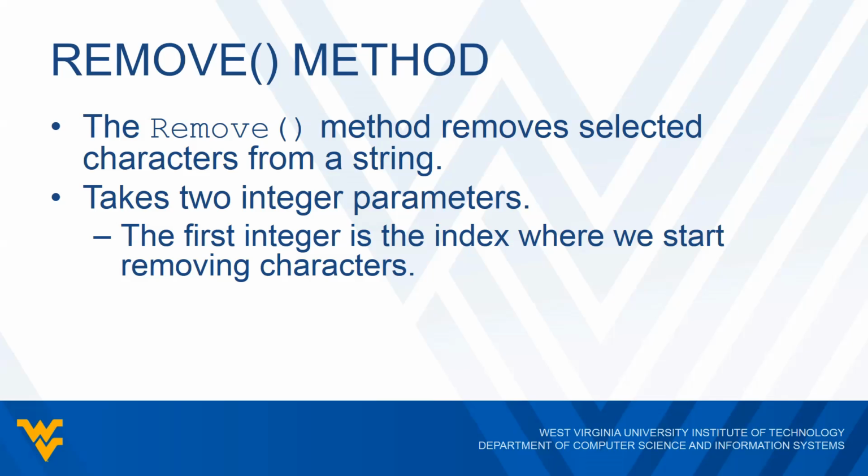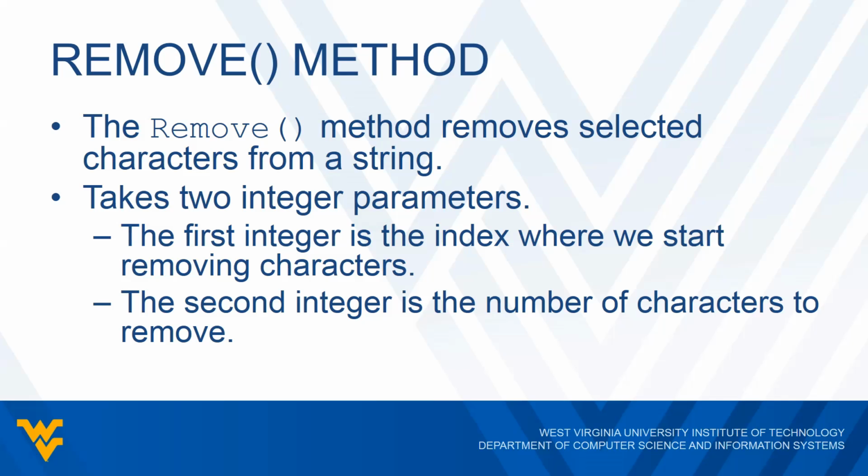We're just going to say, let's remove a set of characters within a certain range. So this first parameter is going to be the starting index of where we start removing characters. The second parameter is the number of characters to remove. Okay, number of characters. It's not the ending index. It's very common for people to think that the first parameter is the starting index and the second integer is the ending index. That's not true. It is how many characters from the starting point we're going to remove.